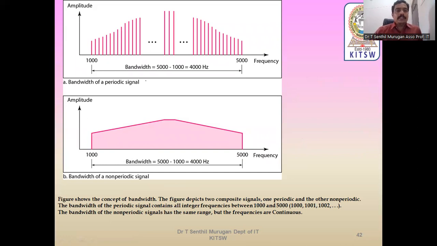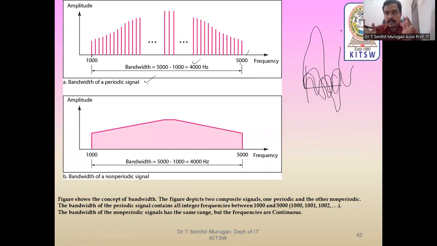Okay, how do we mention the bandwidth of a periodic signal? This is a periodic signal. The signals may vary from 1000 to 5000, because the lowest frequency is 1000 and the highest frequency is 5000. In between, any number of sine waves may be transmitted. For example, 1000, 1001, 1002, like that any value up to 5000 may be there. So 5000 is the highest value, 1000 is the lowest value, so the bandwidth is 4000. That means how much capacity of the cable is used for transmitting the signal, that is the bandwidth. Okay, that's the capacity of the medium.